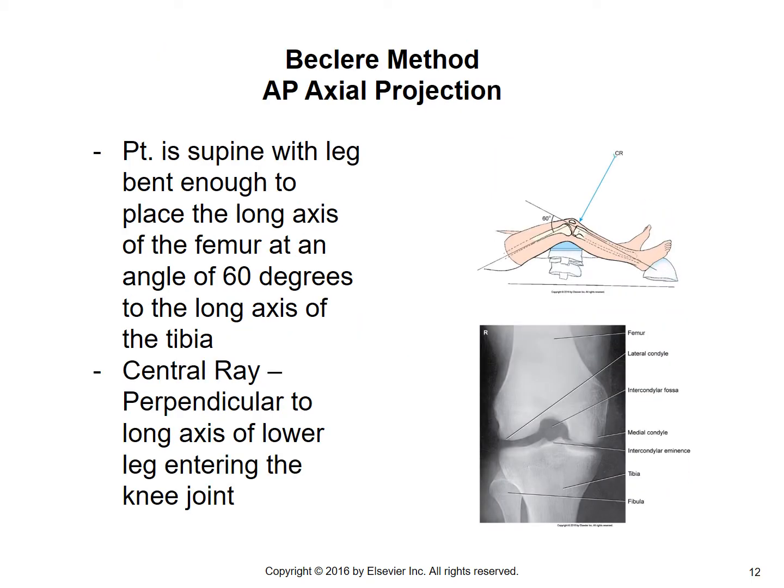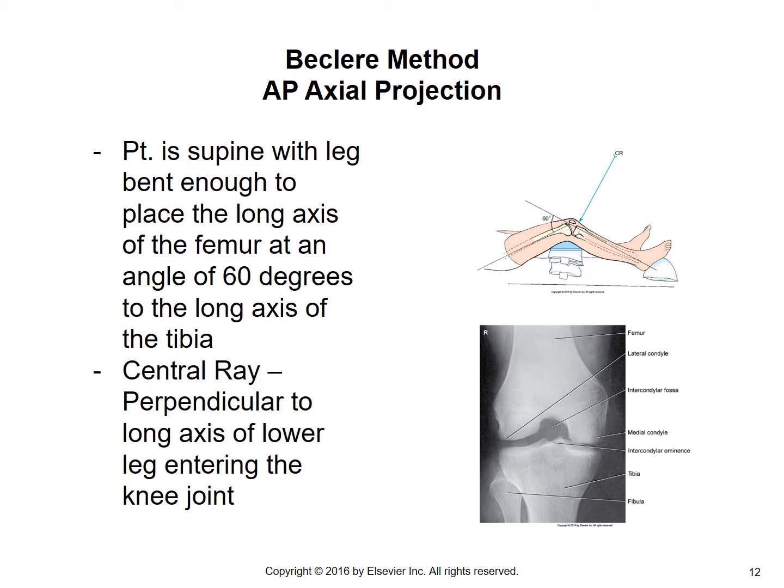The Beclere method is not an essential projection. I bring it to your attention though. Sometimes you see questions about this in review books. It's an AP axial projection, so the patient is supine with the leg bent enough to place the long axis of the femur at an angle of 60 degrees. So this has got a 60-degree bend here to the long axis of the tibia.